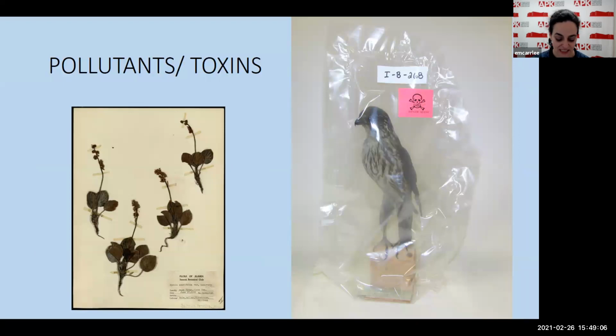Pollutants, contaminants, and toxins can cause ongoing issues with collections, but are often not the focus of an emergency incident. However, awareness of the kinds of toxins present in your collection that could harm emergency responders and staff in the wake of an incident are important to identify. On the left is an herbarium specimen known to have been treated with mercury as pesticide. On the right is a bird specimen that has been bagged and tagged with a skull and crossbones symbol and the words danger, arsenic.